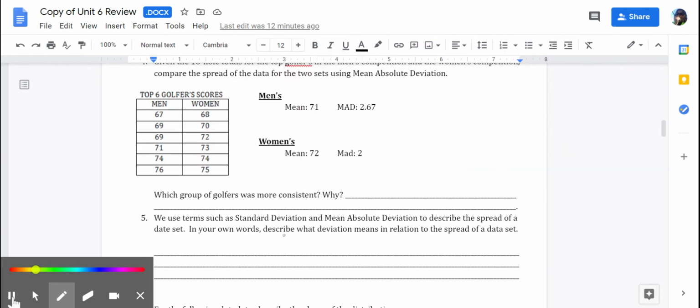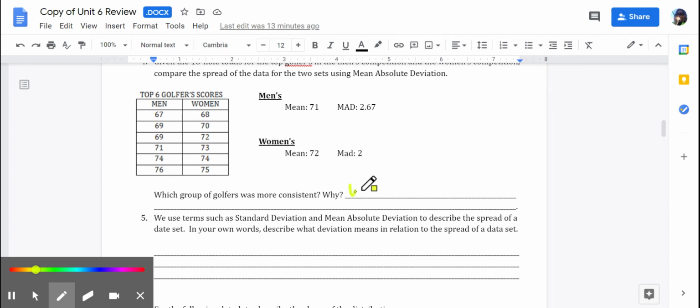Number 4 is really nice to us. We have given the 18 hole totals for the top golfers in the men's competition and for the women's competition. They want us to compare the spread of the data for the two sets using the mean absolute deviation. They were really nice in not making us find the mean absolute deviation and just giving it to us. So all we have to do is compare. They want to know which group of golfers was more consistent and why.